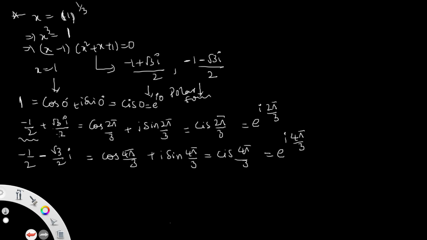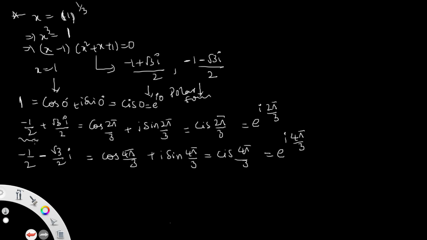Similarly, minus 1 by 2 plus root 3 by 2 into i is nothing but cos 2 pi by 3 plus i sin 2 pi by 3, that is cis of 2 pi by 3. In the Euler form it is e to the power of i into 2 pi by 3. Next, the other number omega square, that is minus 1 by 2 minus root 3 by 2 i, is cos 4 pi by 3 plus i sin 4 pi by 3, that is cis of 4 pi by 3. In the Euler form, that is e to the power of i into 4 pi by 3. Now we construct the Argand plane. Let us take these numbers onto the Argand plane.